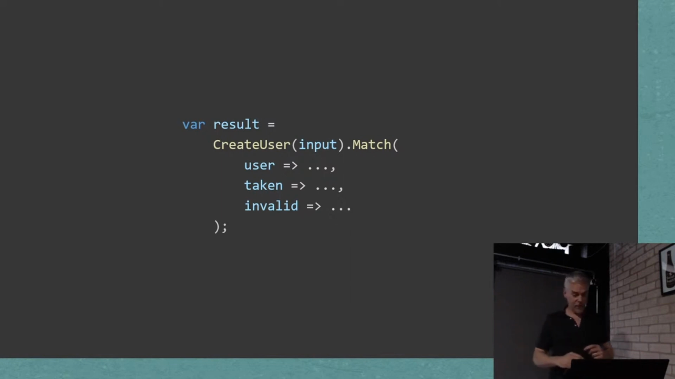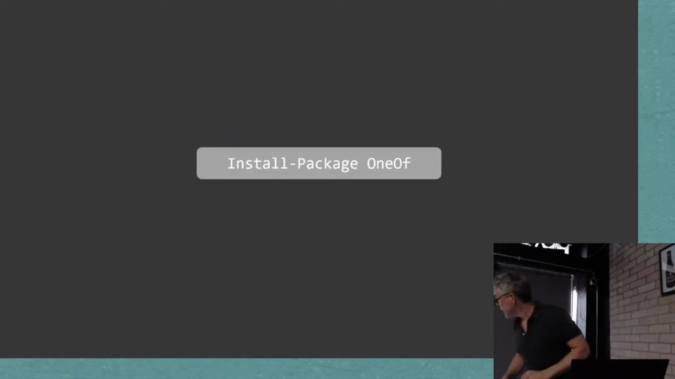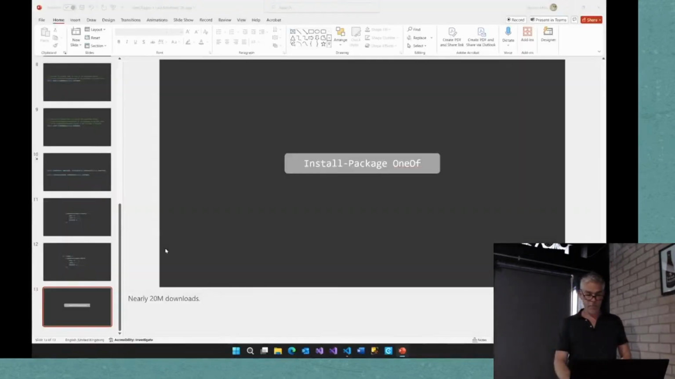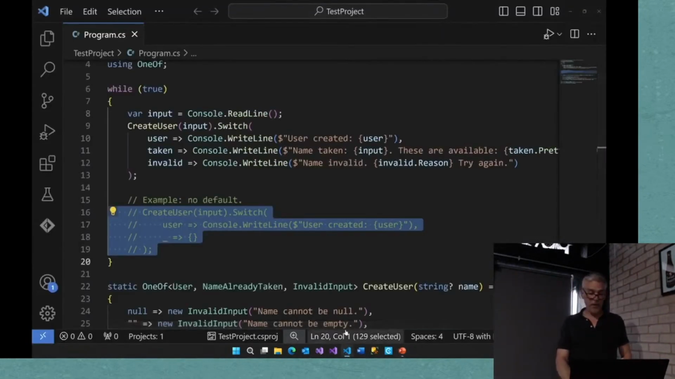So I wrote a Noddy app. You would download it. Oh, you can't read that. That says install package OneOf. And then I've done the... It's not supposed to be there. So here's my Noddy app.